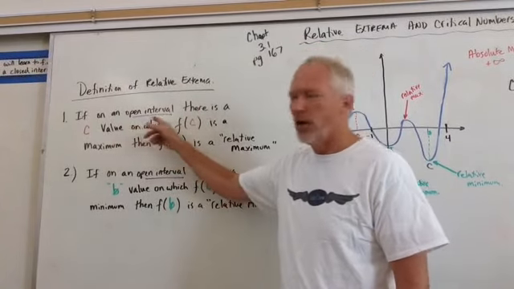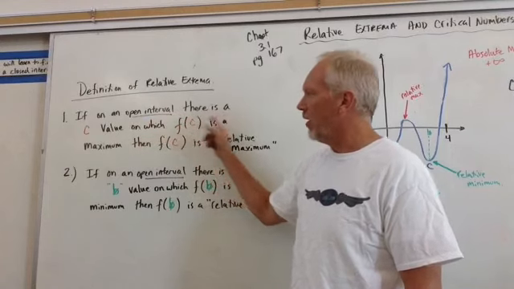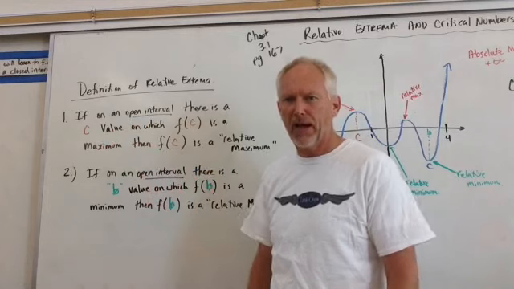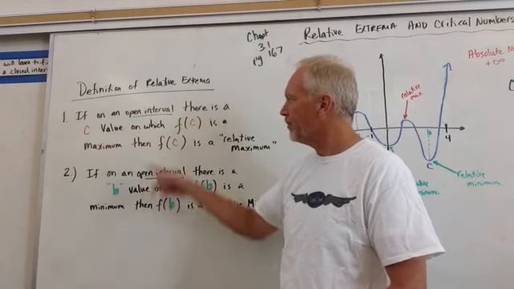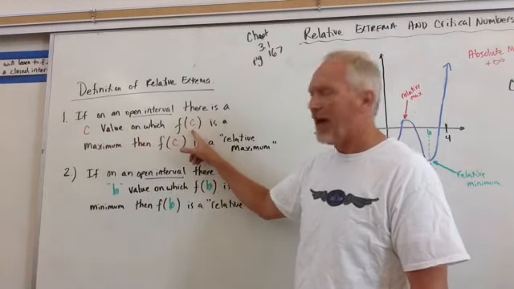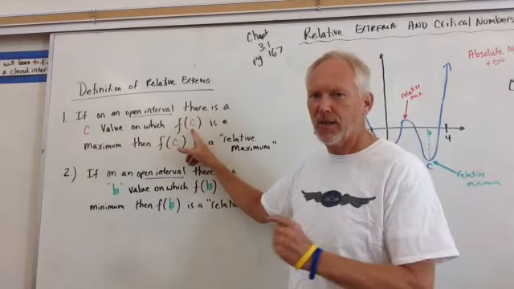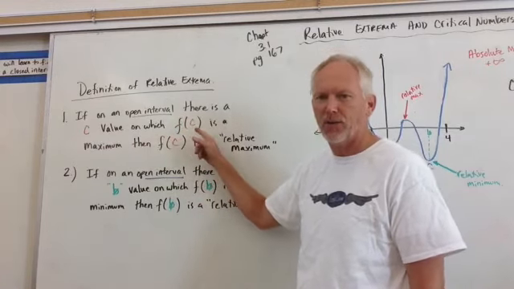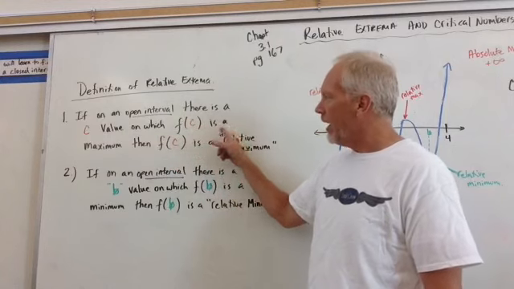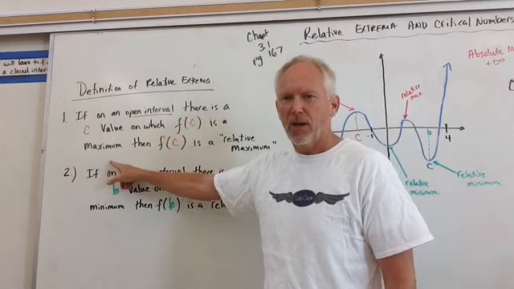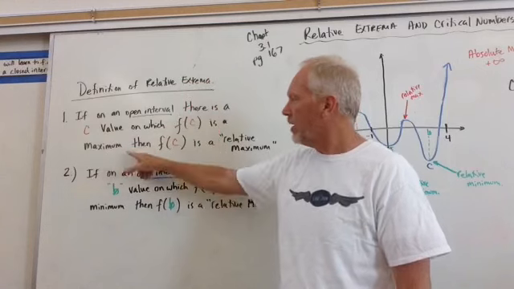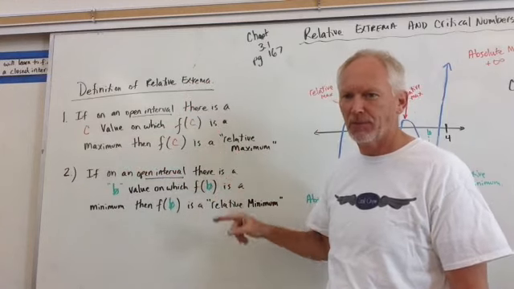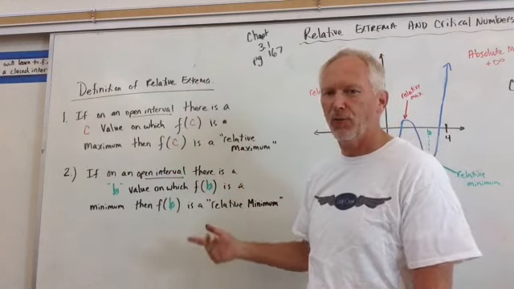One, if on an open interval there is some c value, which is another word for x, or a letter for x, on which f of c, so when I plug that c back into the function, I'll get some y value. That's what f of c is, a y value, is a maximum. So if it hits a high point, then f of c is what we call a relative maximum. Now, we can do the same thing for minimum.